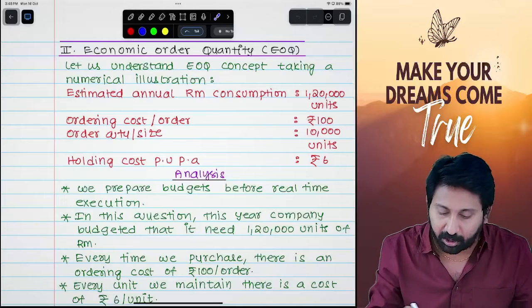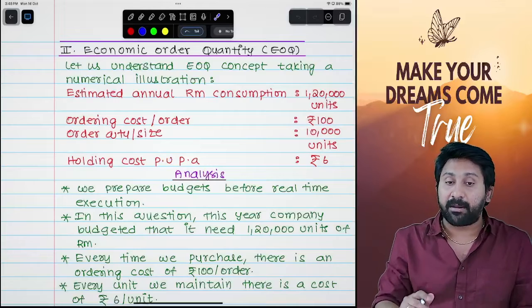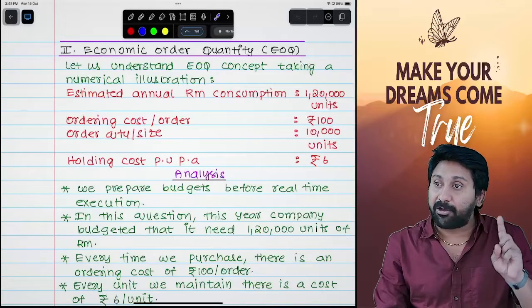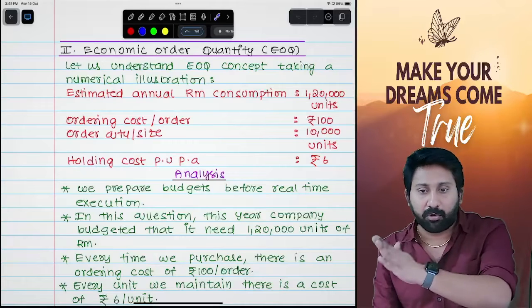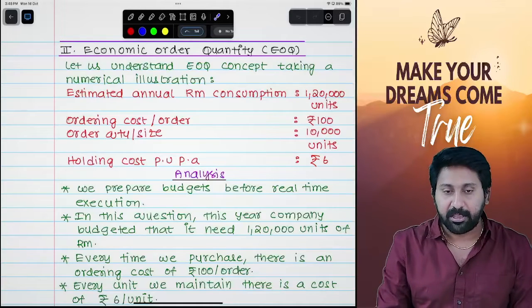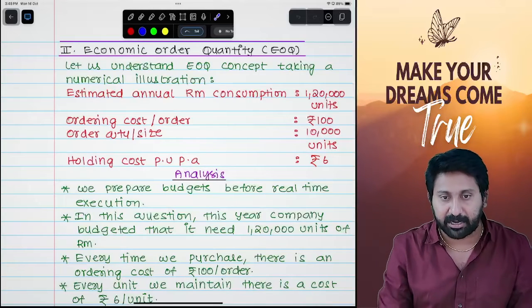Next, holding cost per unit per annum. Why per unit per annum? One unit will not be there throughout the year. One unit will be there for 1 month, then it will go. Again, another unit will come to the factory. Therefore, at any point of time, we will be having some amount of units in the particular godown.